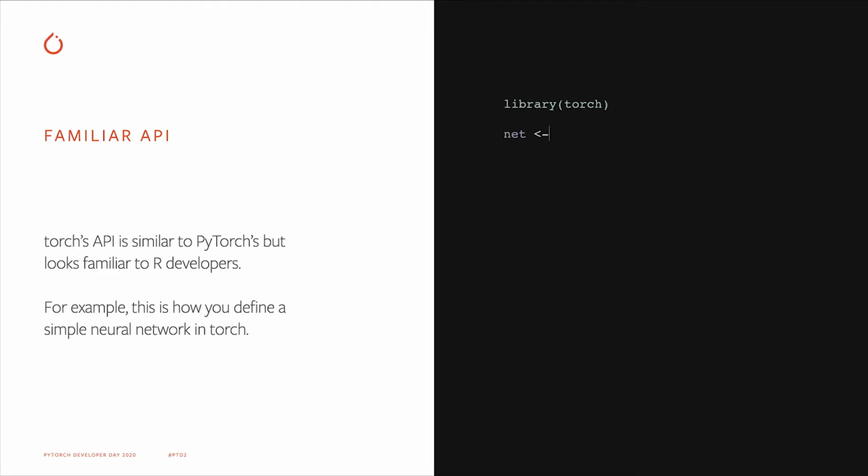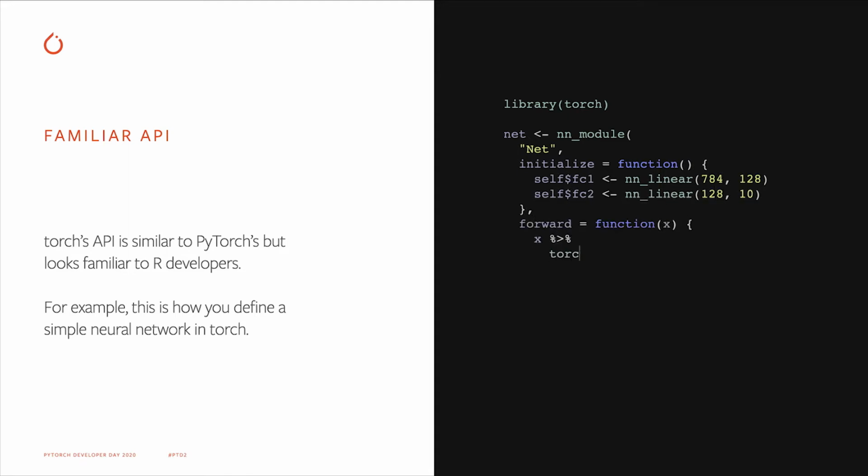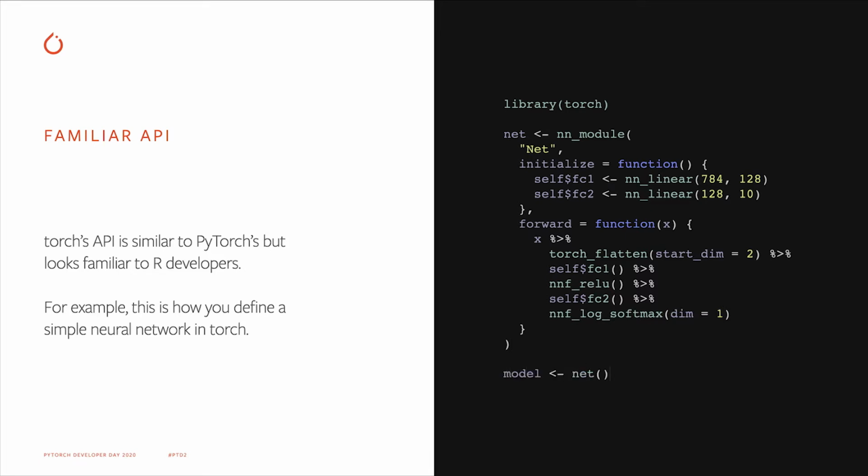For example, this is how we define a simple neural network in Torch. We use the NN-model function to create a model, and we pass the initialize function implementing what are the model weights and how they are initialized. We then pass the forward method that defines how the model weights are used in this model.